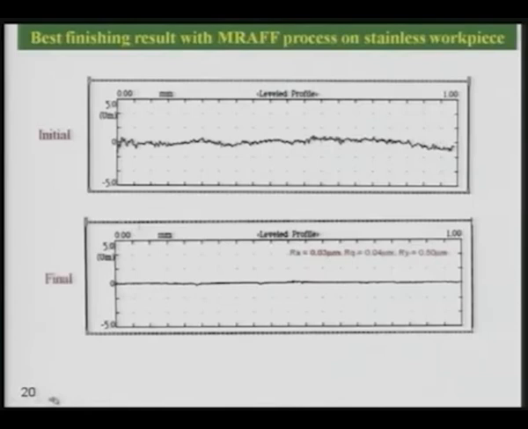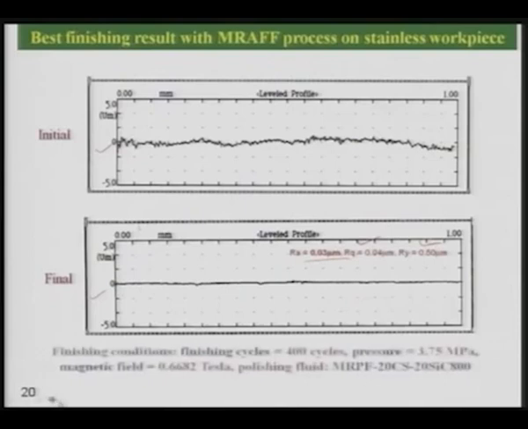Now you can see the difference in the surf analyzer plots after finishing and before finishing. Here is the initial surface, and this is after finishing with the MRAP process, and you can see the surface finish obtained is about 30 nanometer after finishing, and other Rq and Ry values are also given over there. So you can get as good as 30 nanometer surface finish in the MRAP process. Finishing conditions are given over here, and the number of cycles used is 400 only.